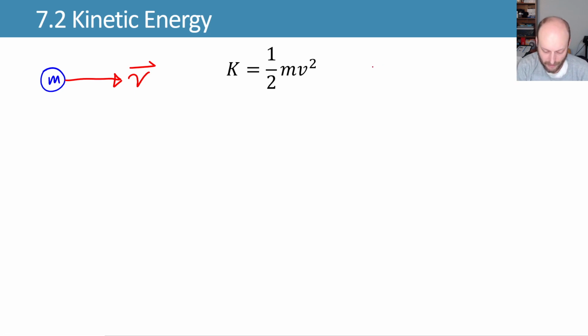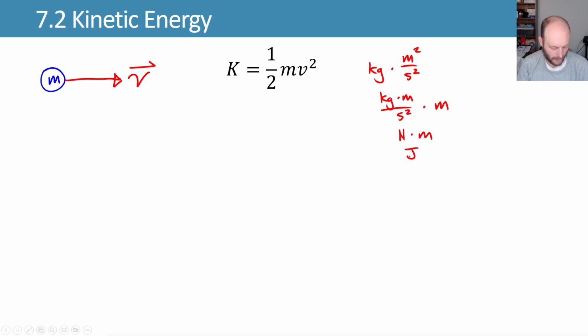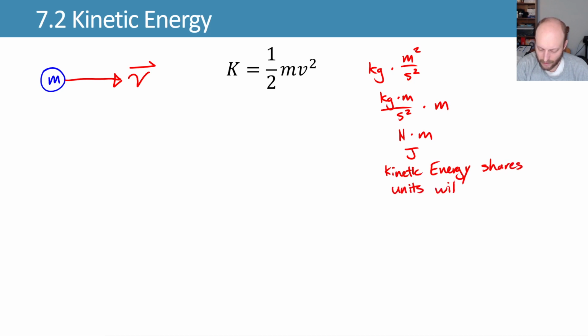This energy then, we can look at the units of it, and it has units of mass times velocity squared. In SI units, that would be a kilogram times a meters per second squared, or meter squared per second squared. We can combine those as kilogram meters per second squared times meters, which is a Newton meter, or a joule. This implies, or doesn't imply, actually states, that kinetic energy has the same units as work.